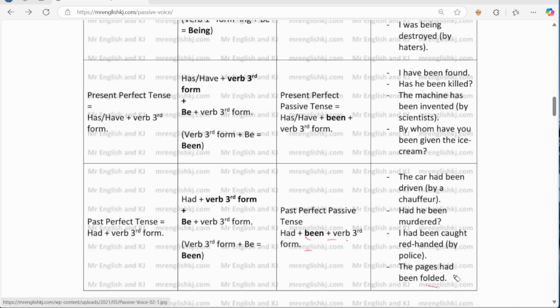Here we can see pages is an object. Pages received. What did they receive? Fold. Getting folded by someone. We don't know who. These are the real life passive voice. You can see that in literature, in books, newspapers, or so many articles.